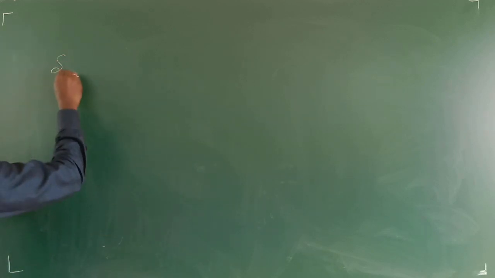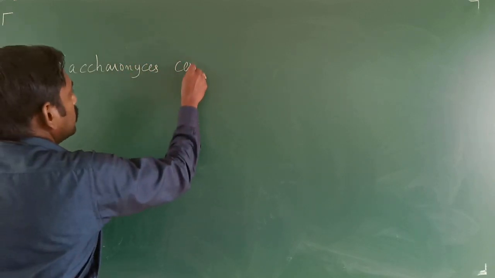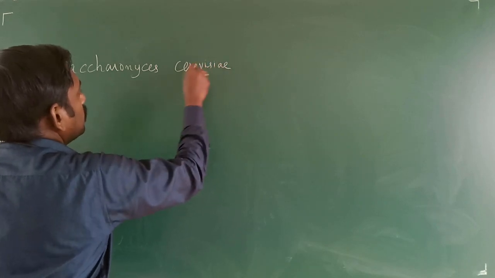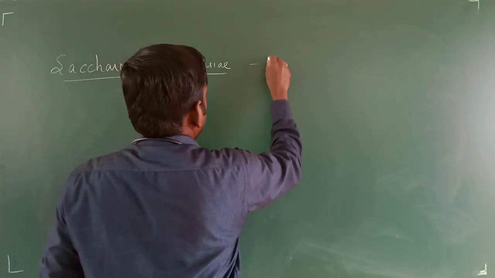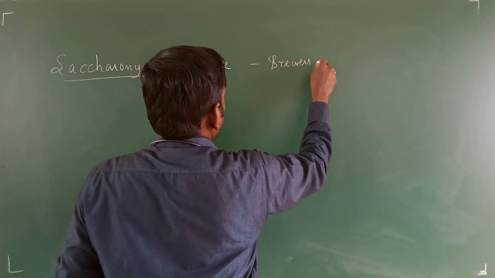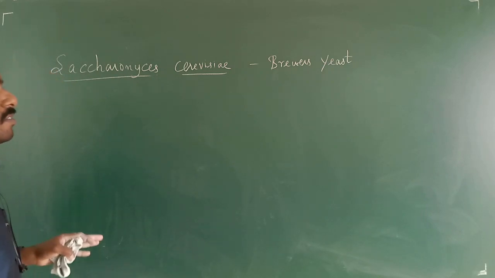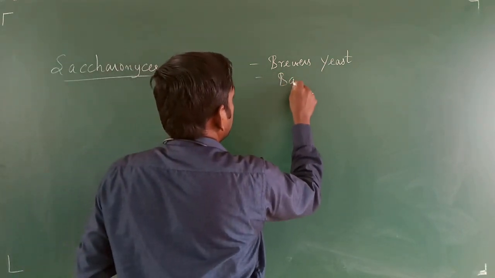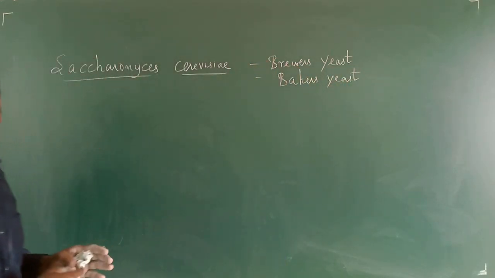In the bioreactor or the fermenter they use a type of organism, right? You have Saccharomyces cerevisiae. As we know, Saccharomyces cerevisiae is called the brewer's yeast, used in the brewing industry, or it is also called the baker's yeast.